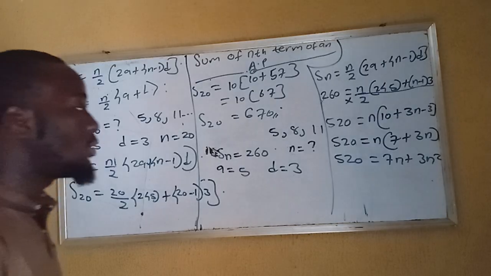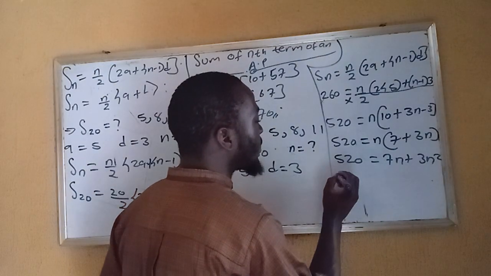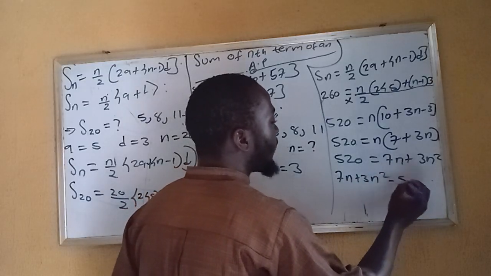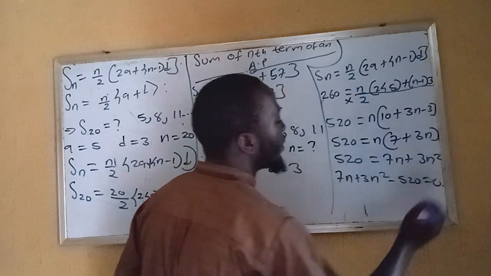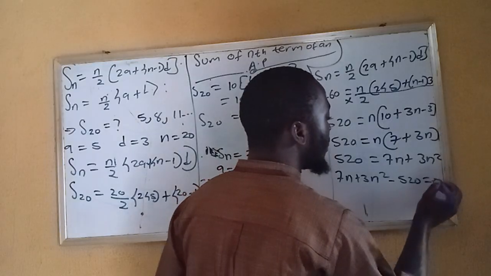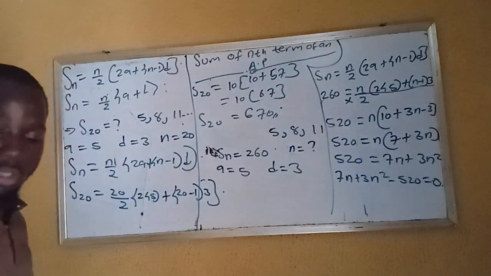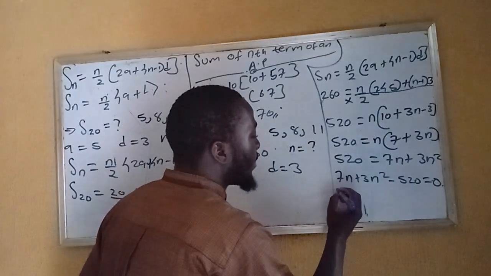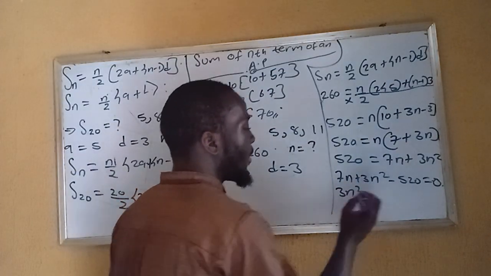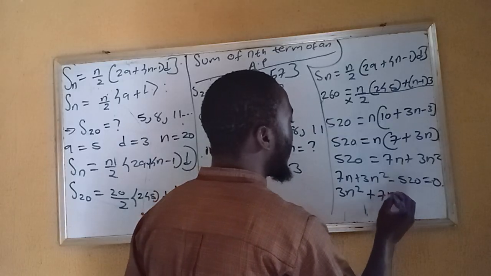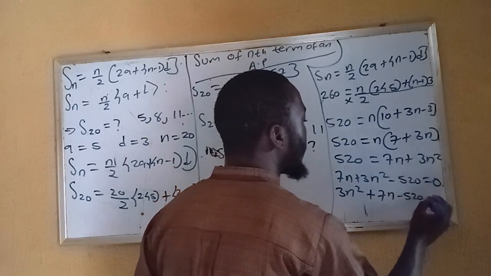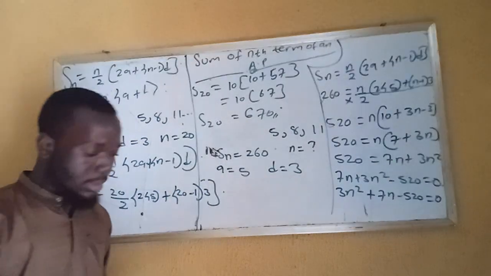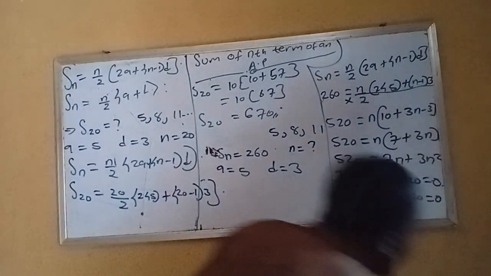Taking this to the other side, we have 7n plus 3n squared minus 520 equal to 0. This is a quadratic equation, so right now we have to find two values. So we have 3n squared plus 7n minus 520 equal to 0. Now we have to factorize this.